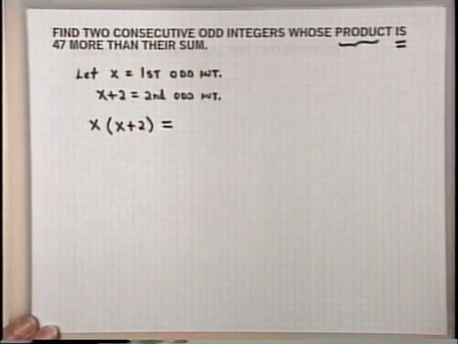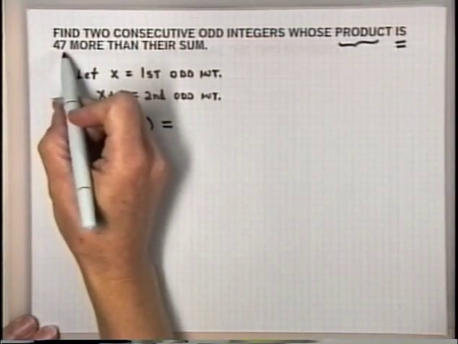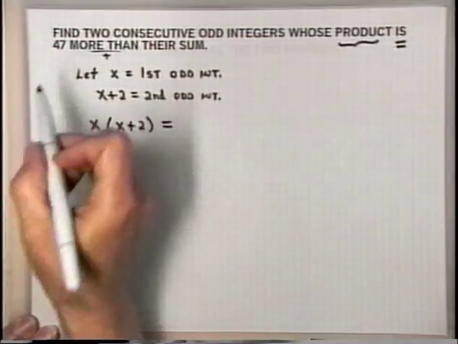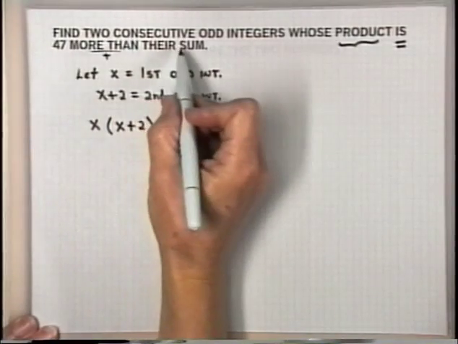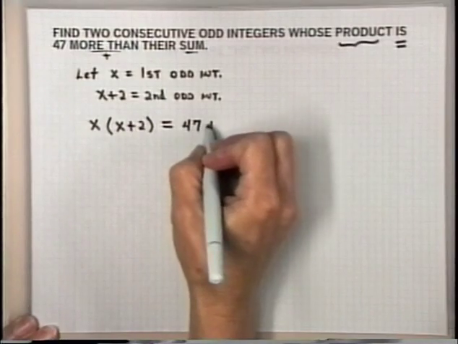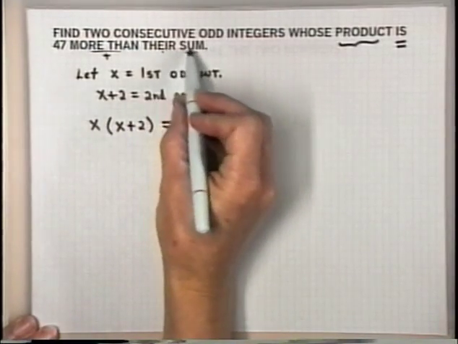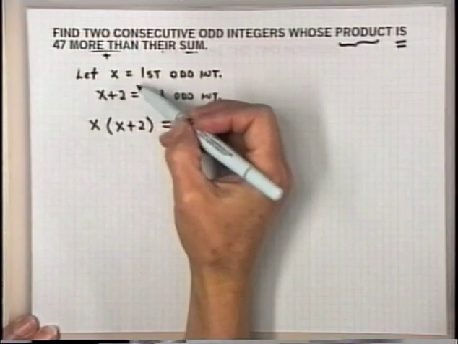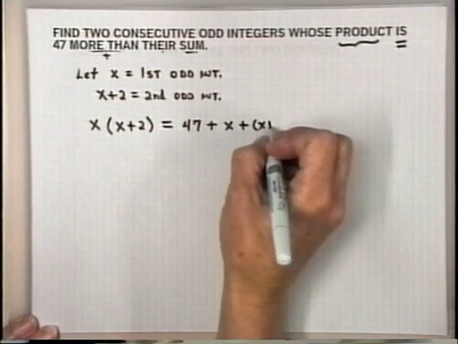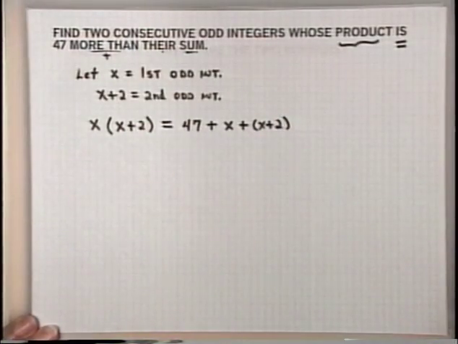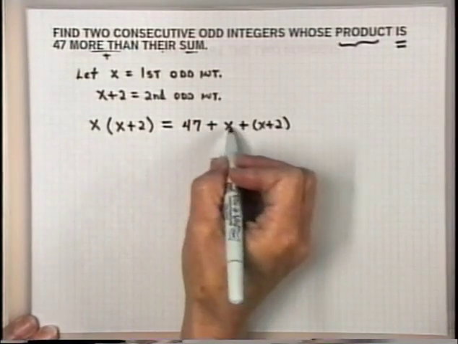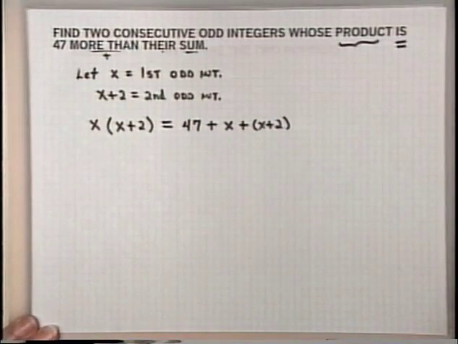Now let's look back at the problem to see what this is equal to. 47 more than. The words "more than" indicate add. So we're going to add 47 to their sum. Okay, well, let's write 47 plus, and it's talking about their sum, meaning the sum of these 2 odd integers. So I need x plus the second odd integer, x plus 2. We have the product is 47 more than the sum of our two odd integers.